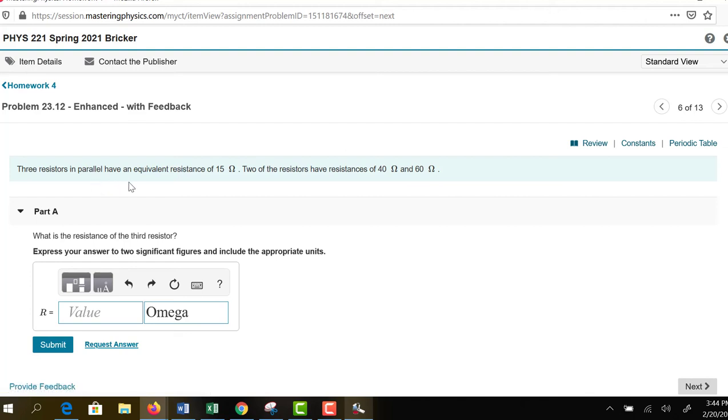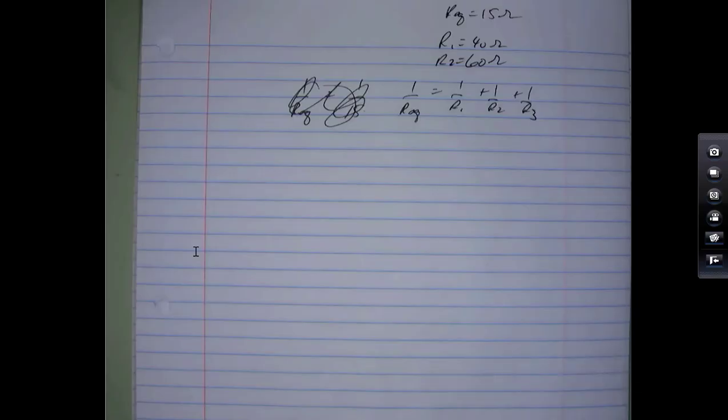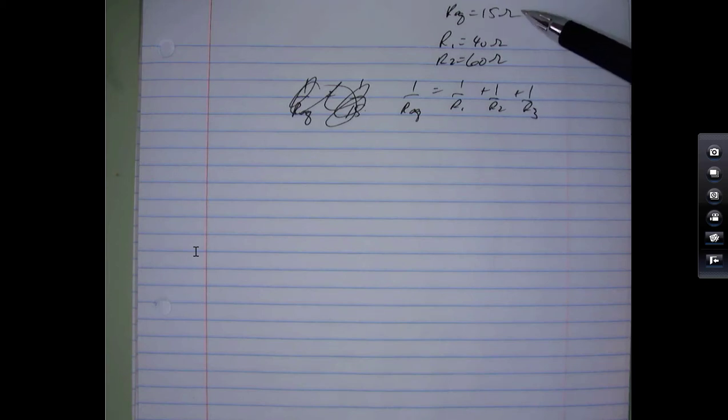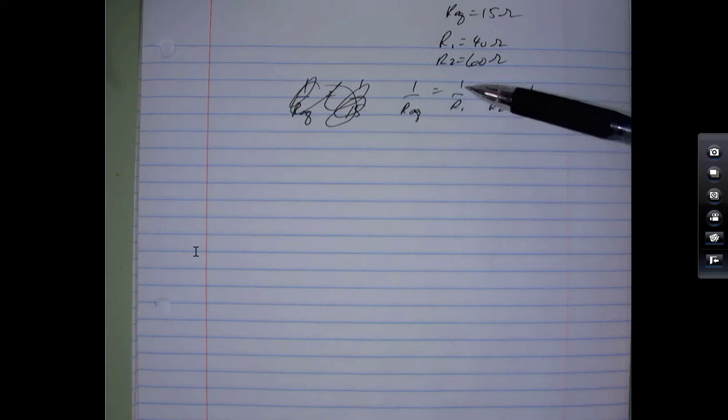So here we have 3 resistors in parallel, equivalent resistance of 15. 2 of the resistors have resistances of 40 and 60. What is the resistance of the third one? Okay, let me set this up and then you can solve for it. So we've got 2 of these resistors known. There's 3 altogether. One is 40 and one is 60, and the equivalent resistance of this parallel arrangement is 15. So 1 over R equivalent is 1 over R1 plus 1 over R2 plus 1 over R3.